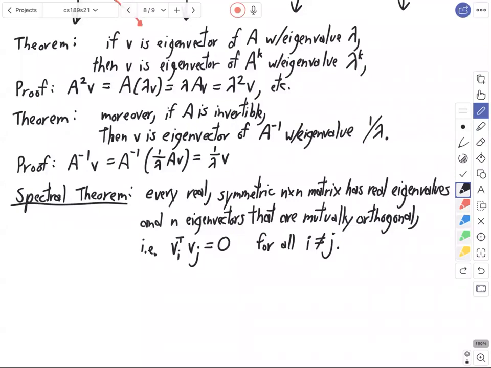And the great thing about that is that we can use them as a basis for our feature space, or in this case for Rn, if we're talking about an n by n matrix. And that's going to give us power to analyze a wide variety of different phenomena in machine learning and elsewhere.